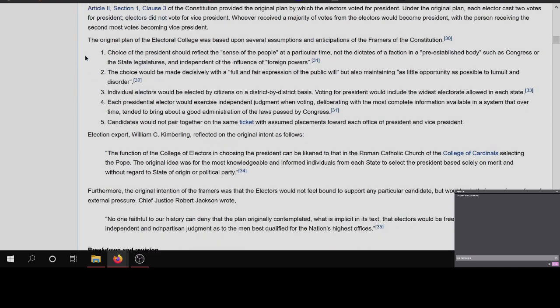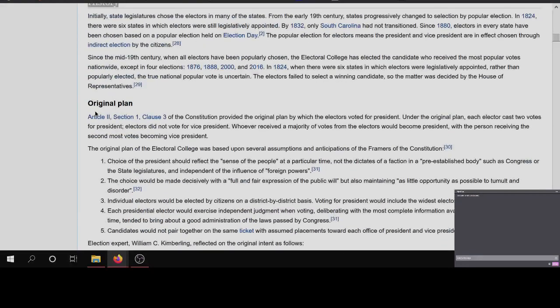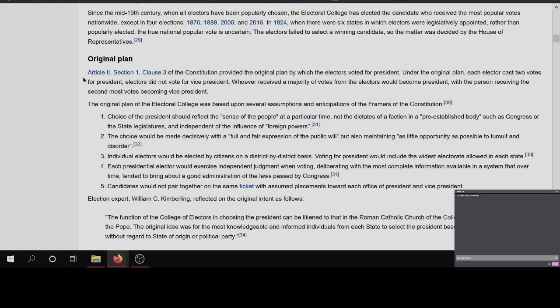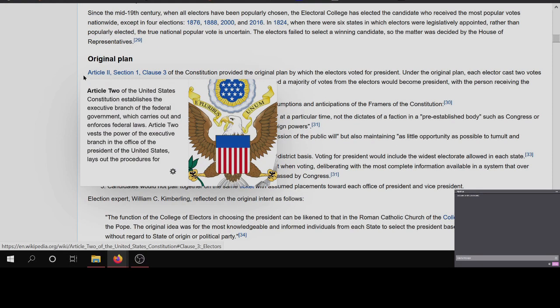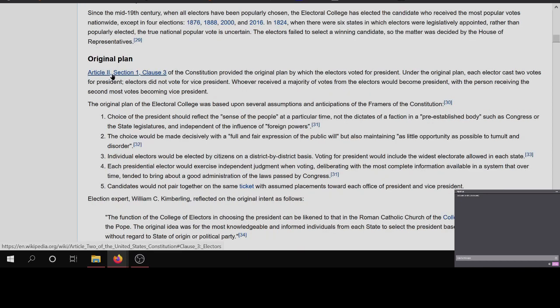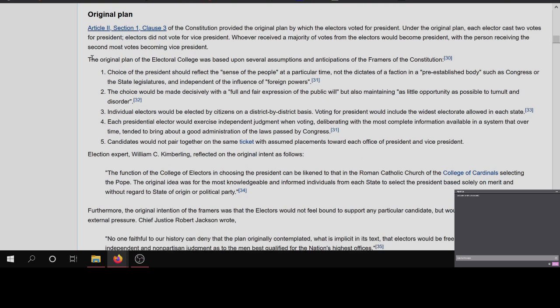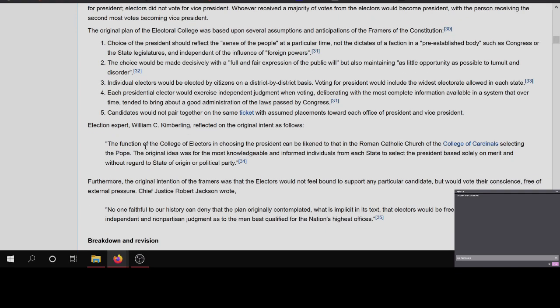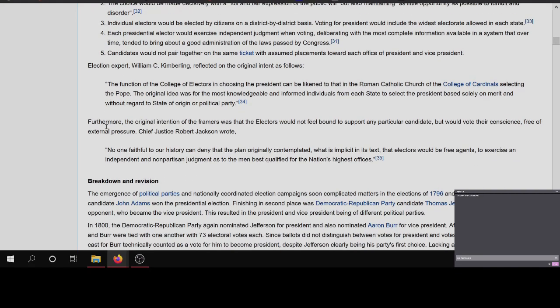Original plan. So this is one of the bullets. Let me go through eventually. Article 2, Section 1, Clause 3. So this goes back to electors under here, and it talks about their roles and stuff like that. Okay. So you have the original plan, but let's go with the original plan down here. The original plan of the Electoral College is based upon several assumptions and interpretations of the framers of the Constitution. That's one thing. Okay, there's that one.